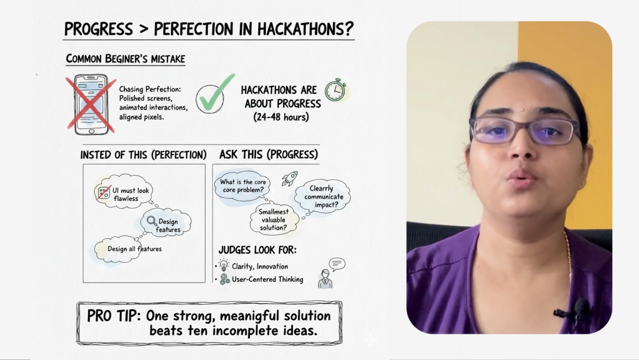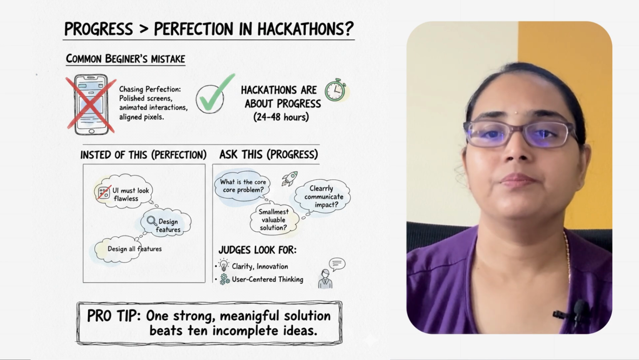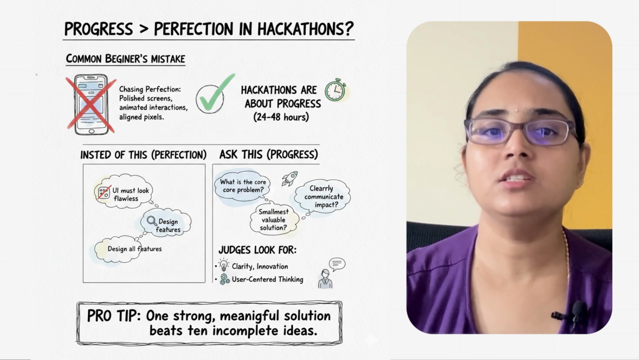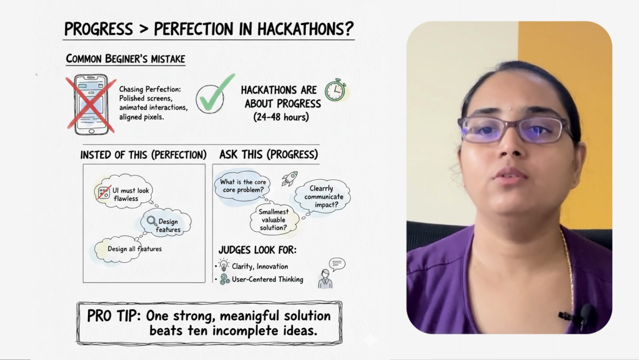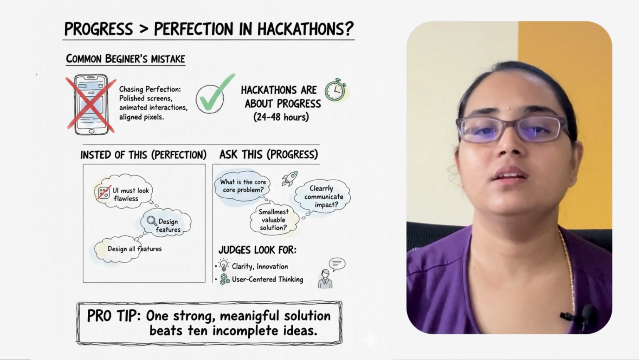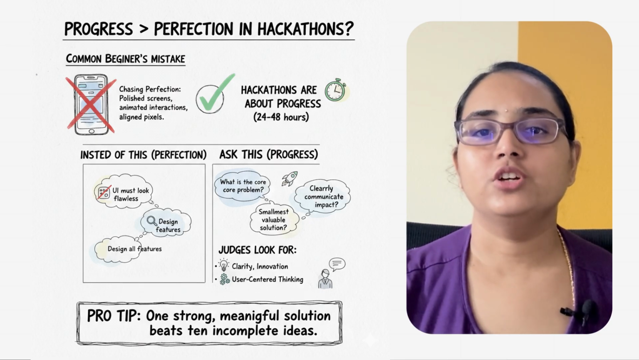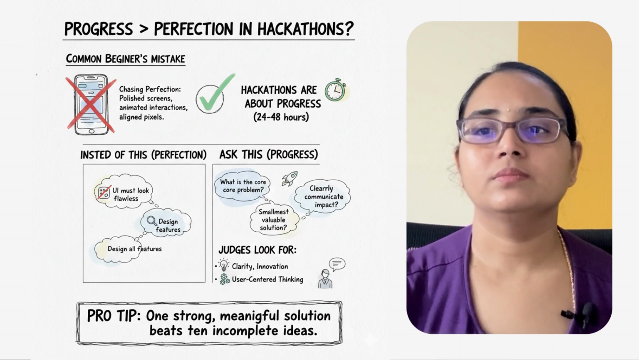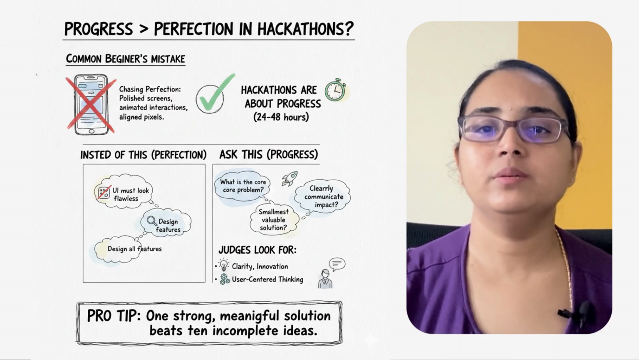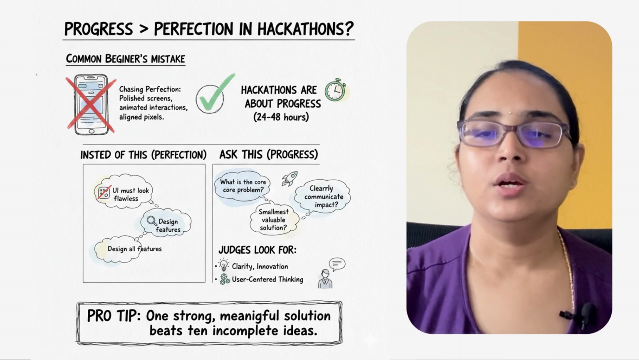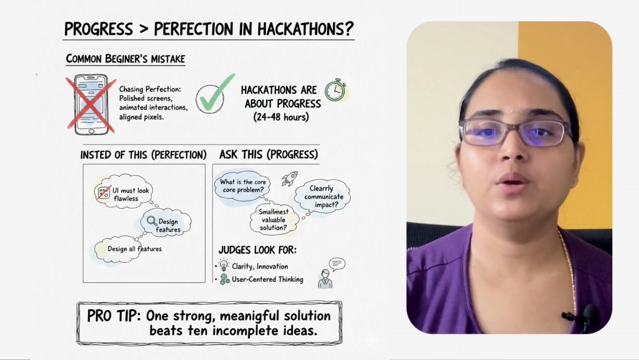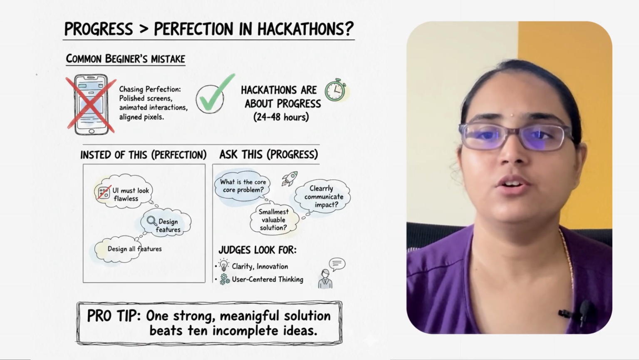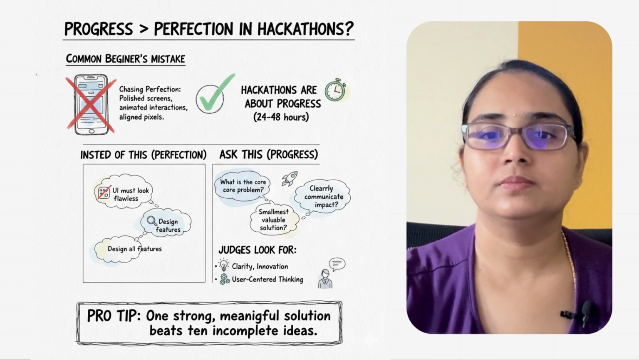Instead of thinking the UI must look flawless or that you need to design all features, ask yourself, what is the core problem? What is the smallest valuable solution? And does this clearly communicate impact? Judges are not looking for a production ready app. They are looking for clarity, innovation, feasibility, and user centered thinking. Progress wins hackathons, perfection delays them. Focus on building one strong, meaningful solution instead of 10 incomplete ideas.